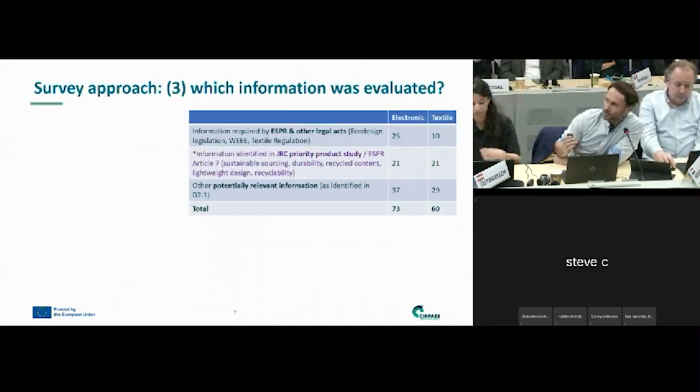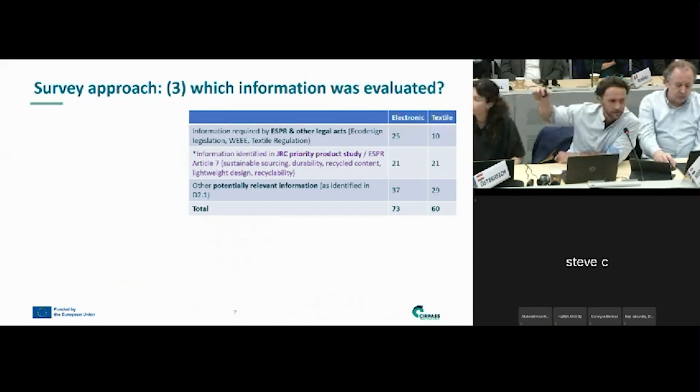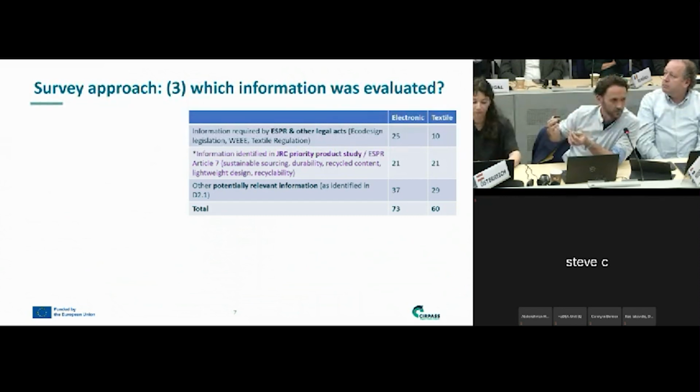So now, which information was evaluated? We looked into the mandatory information because we wanted to see how the mandatory information is performing, right? So we asked specifically about the ESPR information, but also other legal acts like the information requirements from eco-design, and textile regulation. And you see here, electronics has a higher number of information requirements due to the history of eco-design and the requirements that are already there.